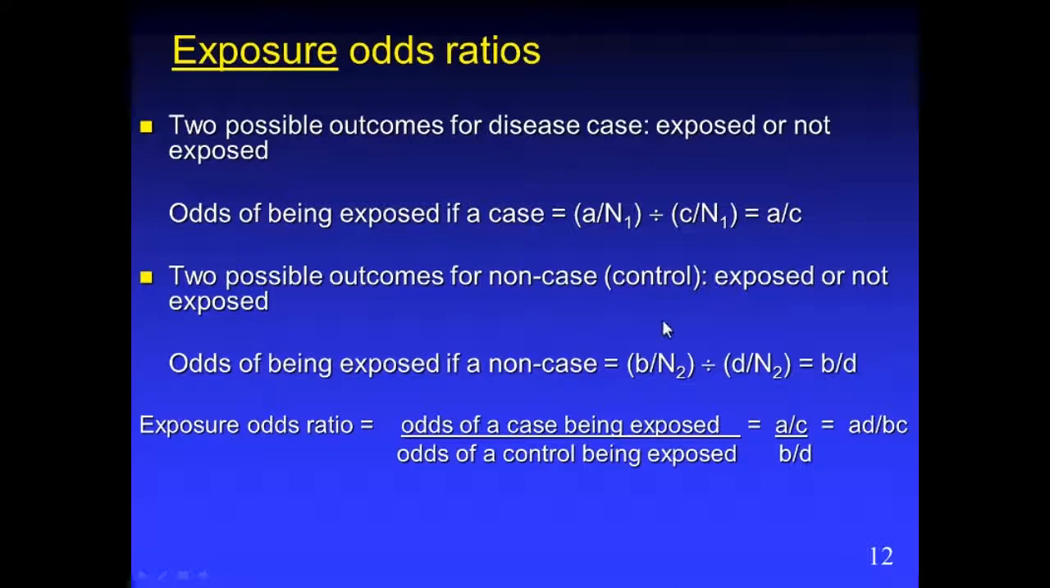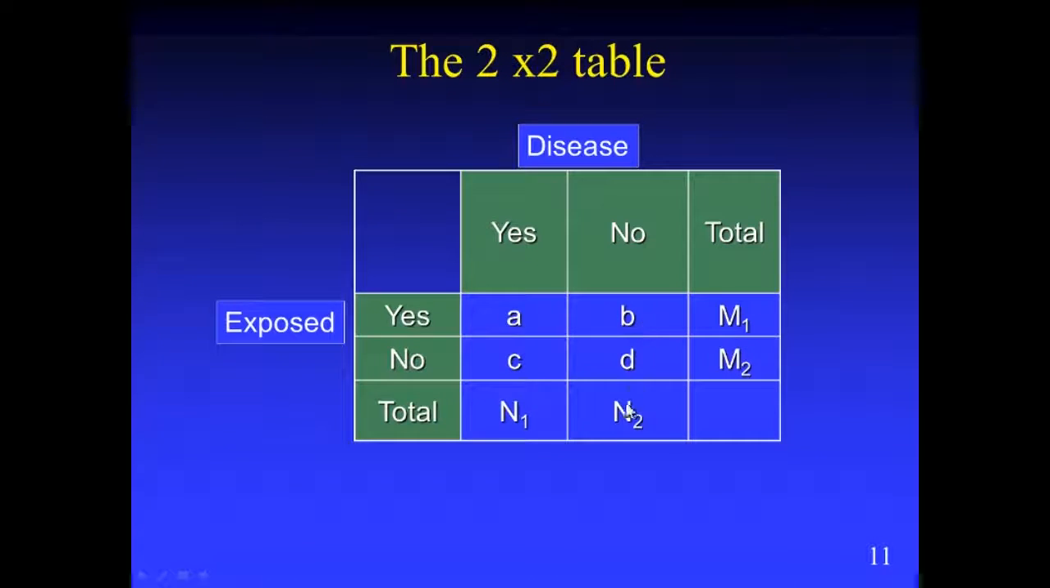Okay. And so then we can think in the same way about the non-cases, or the controls. They can be exposed or not exposed. So we can calculate the odds of being exposed if a non-case or a control. That is B over N2 divided by D over N2. Exactly the same procedure as we carried out for the cases, but this time for the controls. So that's the odds for the cases and the odds for the controls.